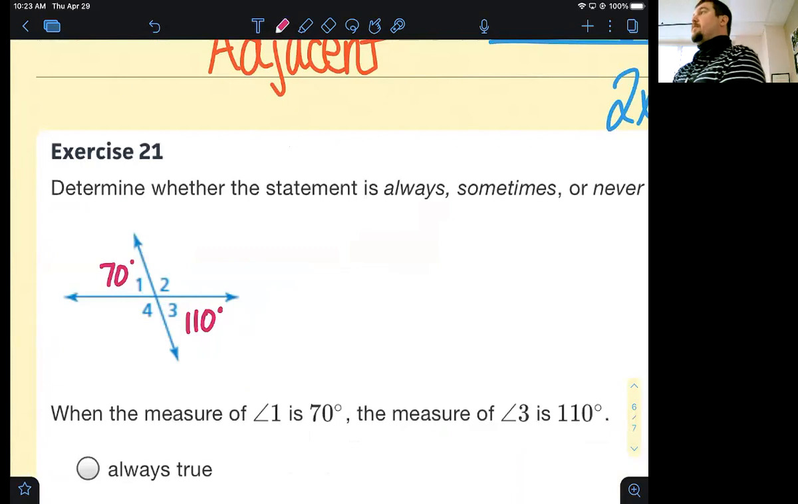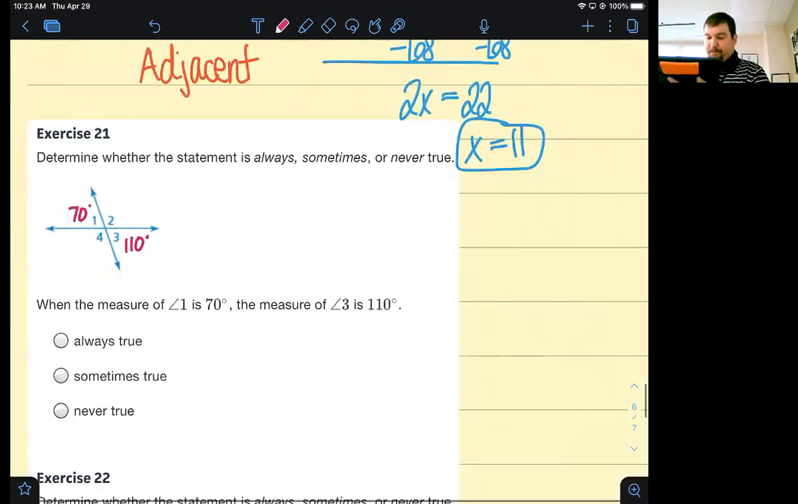Rylan, why do you say never true? And what do we know about vertical angles? They should be equal, right? Vertical angles should be. If angle 1 is 70, then angle 3 should also be 70. It should never be 110. So this one is never true. Not even sometimes true. They are always the same size. Those opposite angles are.